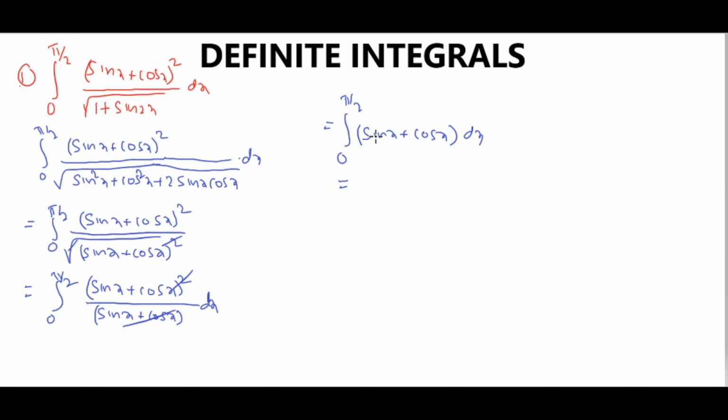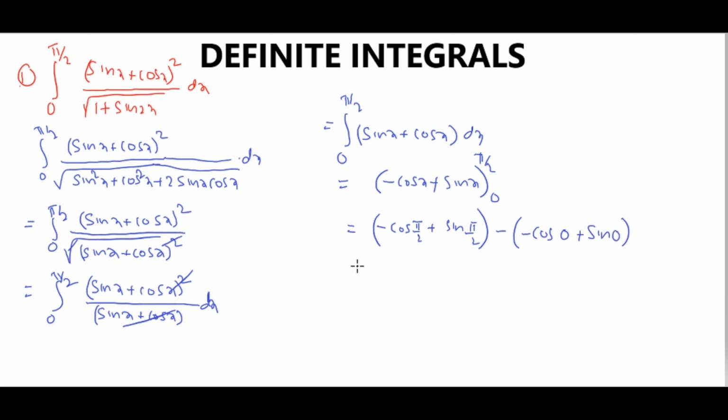Integration of sin x is minus cos x, plus integration of cos x is sin x. The upper bound is pi by 2 and the lower bound is 0. First we substitute the upper bound, that is minus cos pi by 2 plus sin pi by 2, minus the lower bound, minus cos 0 plus sin 0. Cos 90 is 0, sin 90 is 1, minus (minus cos 0 is 1), that is equal to 1 plus 1, which is 2. This is the answer.